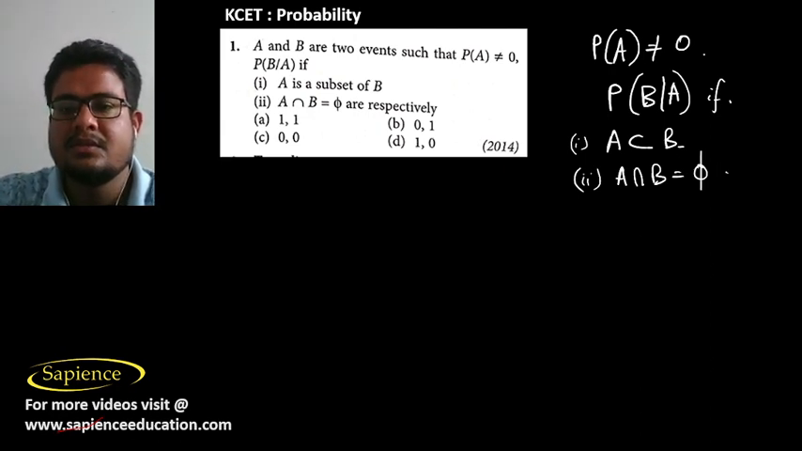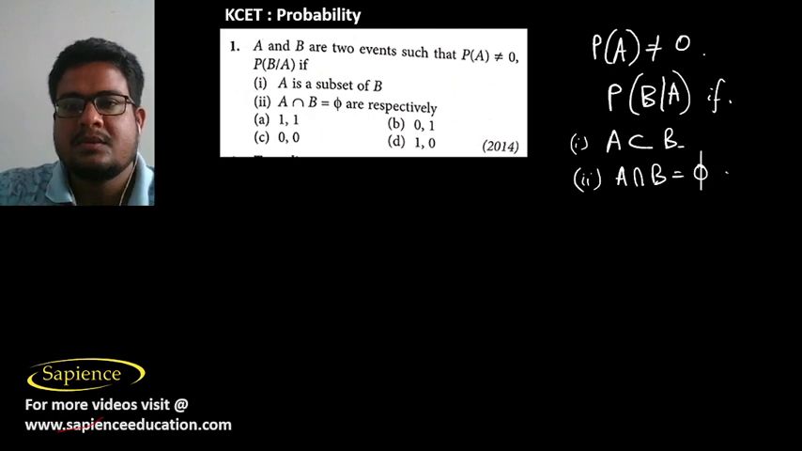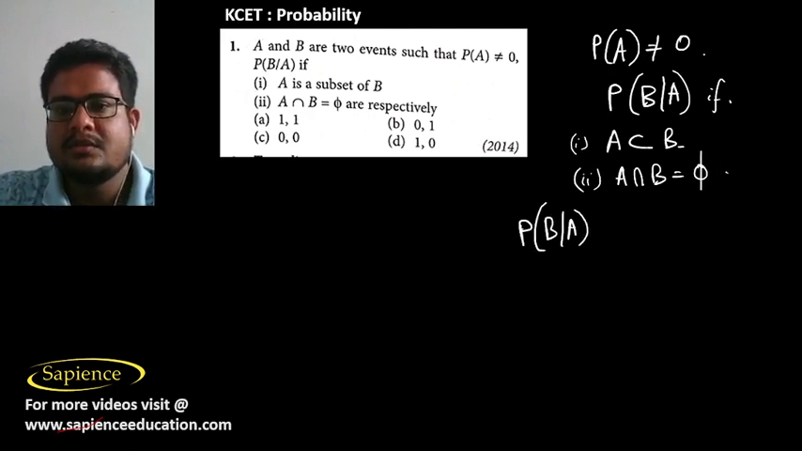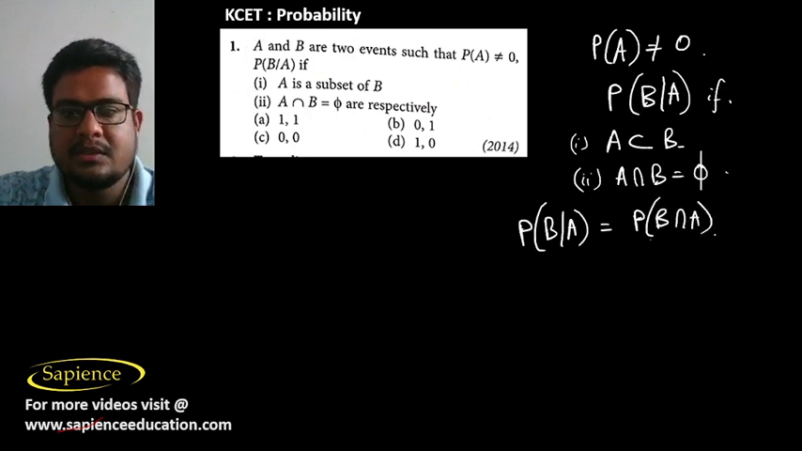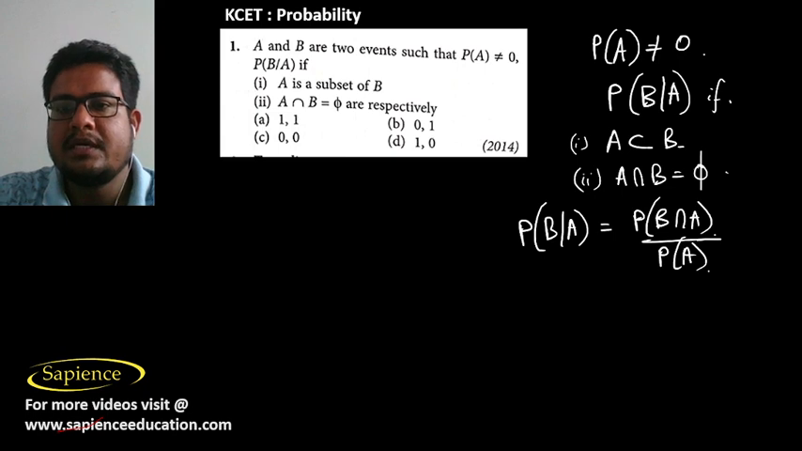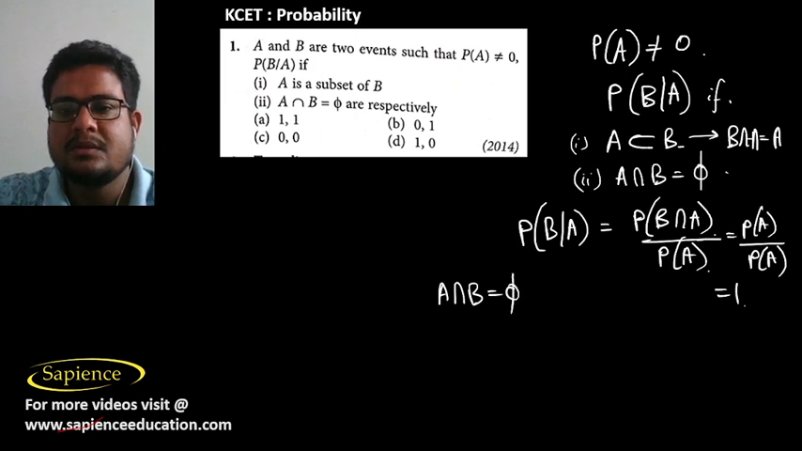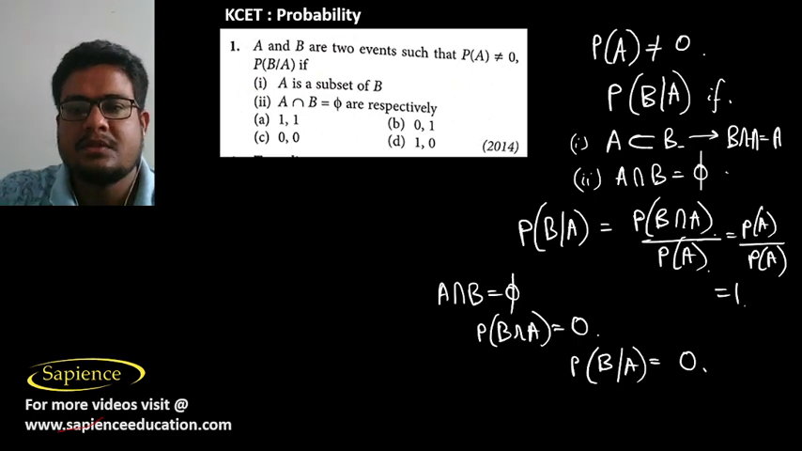So if A is a subset of B, P of B given A is equal to P of B intersection A divided by P of A. When A is a subset of B, B intersection A is equal to A. So it will be equal to P of A by P of A, which is equal to 1. And when A intersection B is phi, the probability of B intersection A will be 0. So in that case, P of B given A will be equal to 0. So the correct answer is 1 comma 0. So option B is the correct answer.